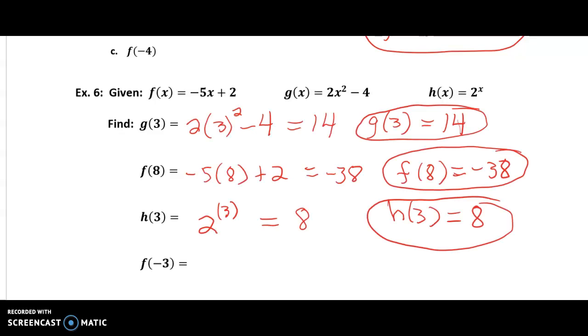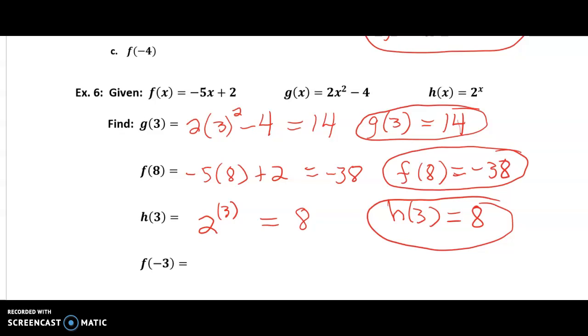For g of 3, we're going to take the g of x function, and wherever x is, we're going to plug 3 in its place, and when we evaluate, we get 14. So g of 3 is equal to 14. Again, that means we're going to take the input value of 3, put it in the function, and get an output value of 14.